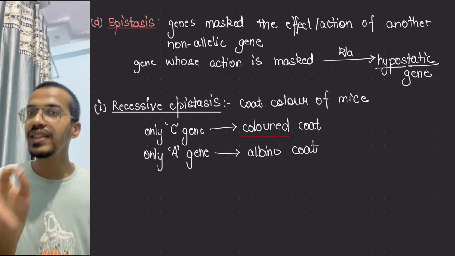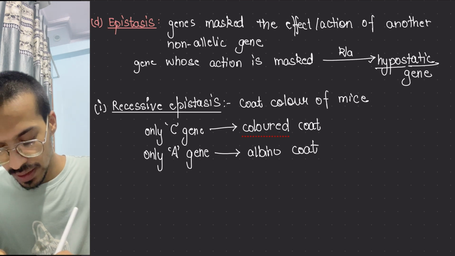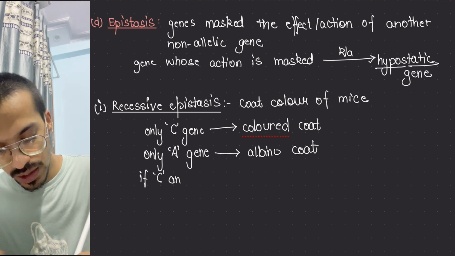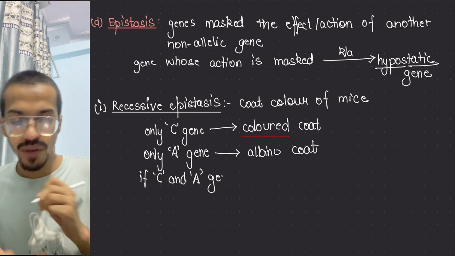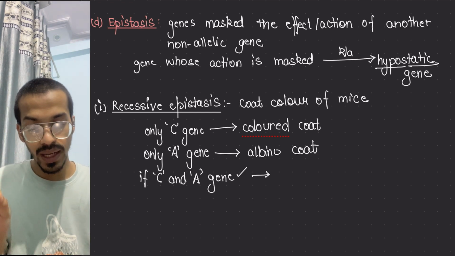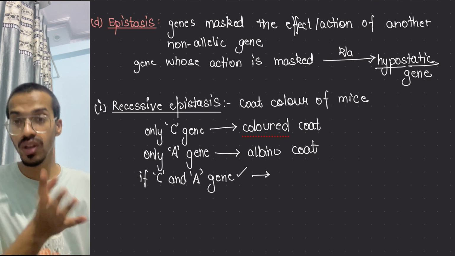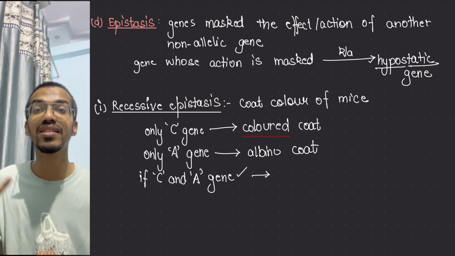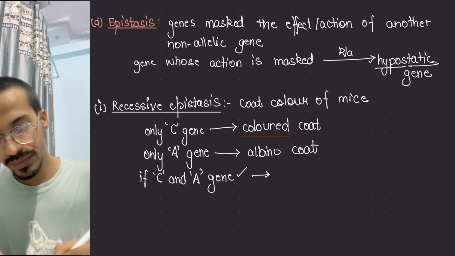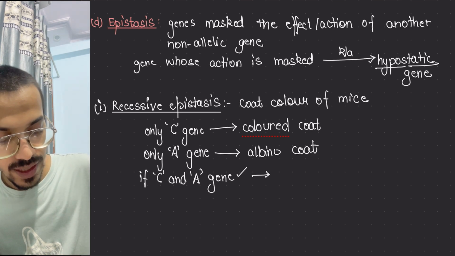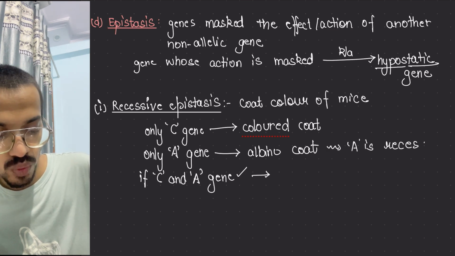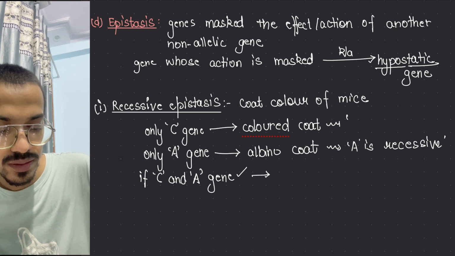And if capital C and capital A genes are present together, then what will happen? A will stop the work of C, because A is the recessive color, because the albino color is recessive. White color is considered a recessive color, it doesn't have a dominant feature. So here A is recessive, and C is dominant.